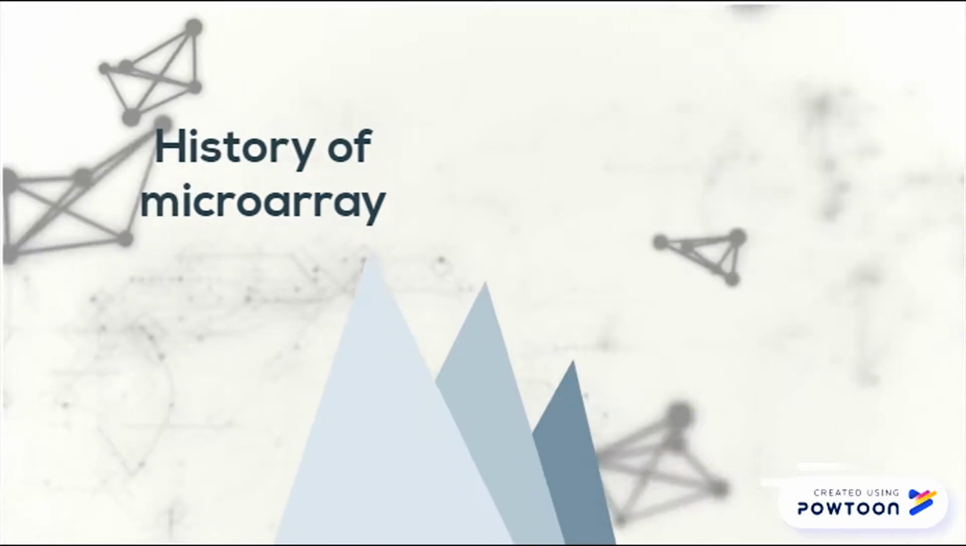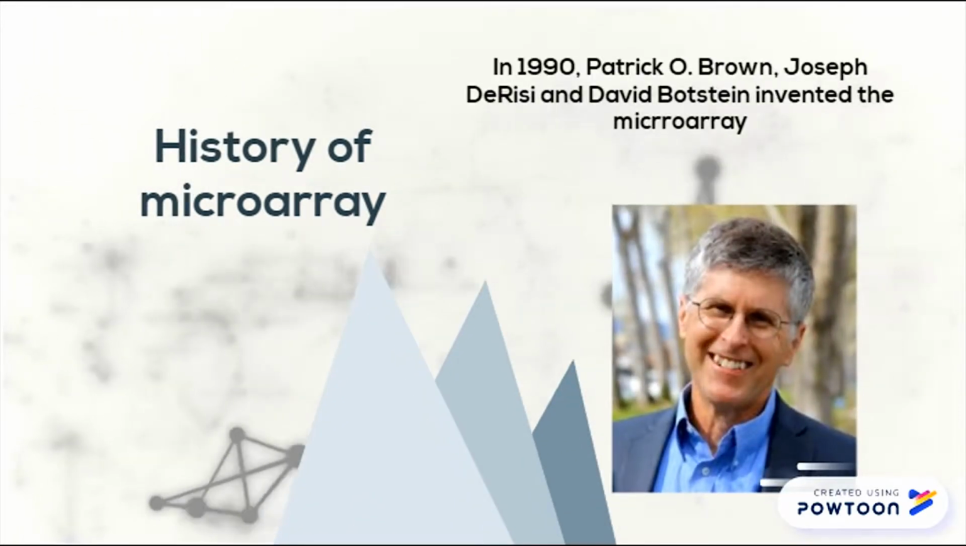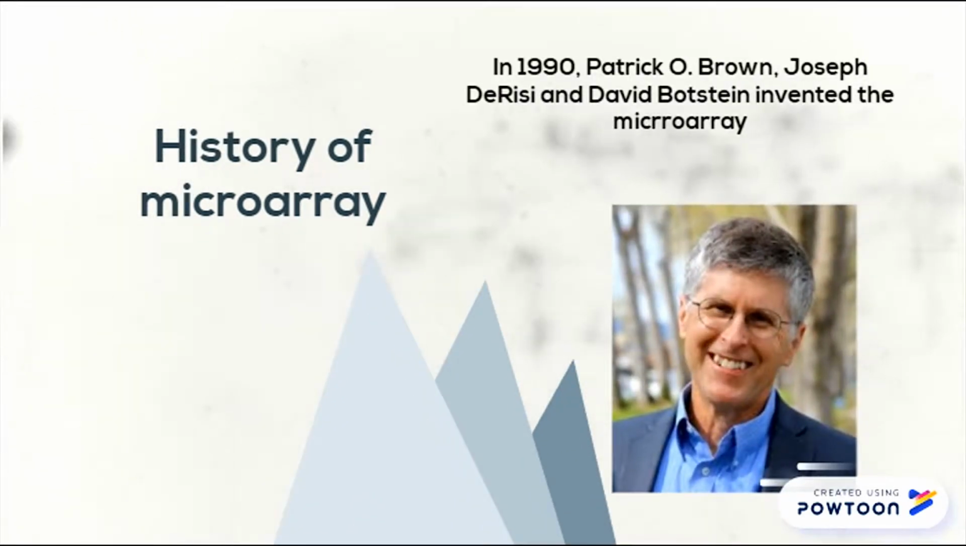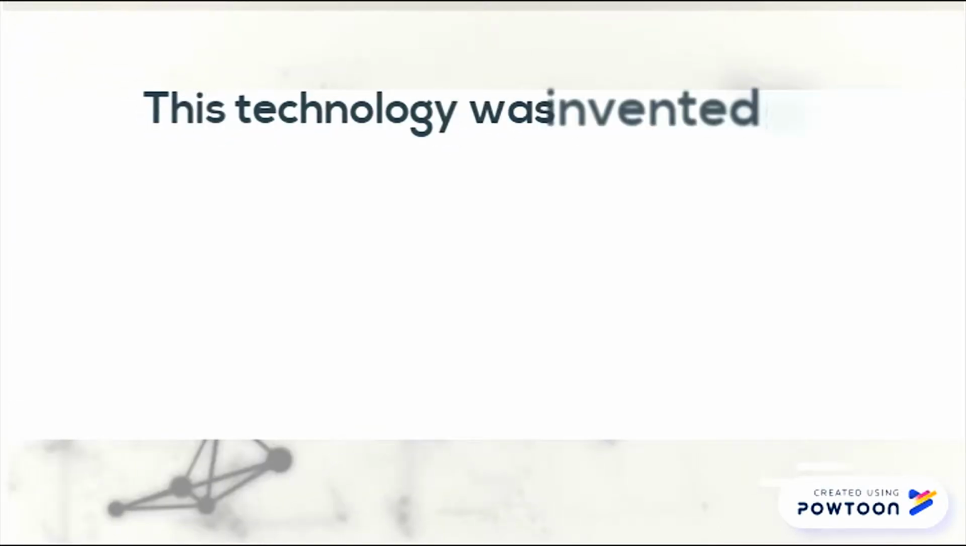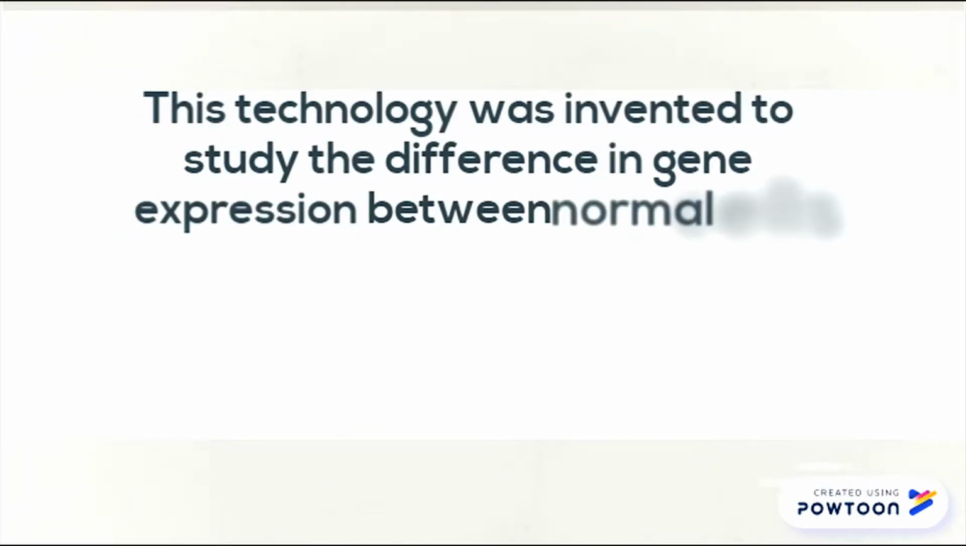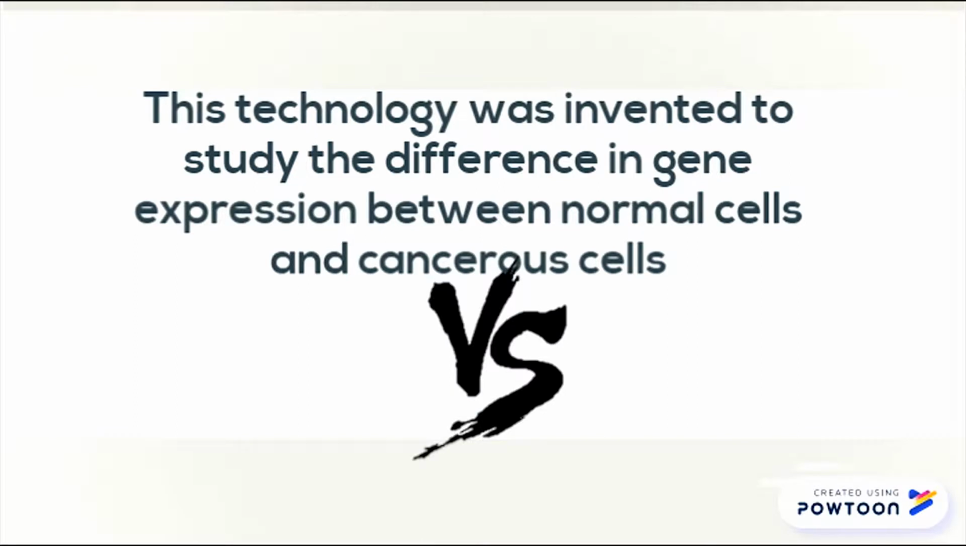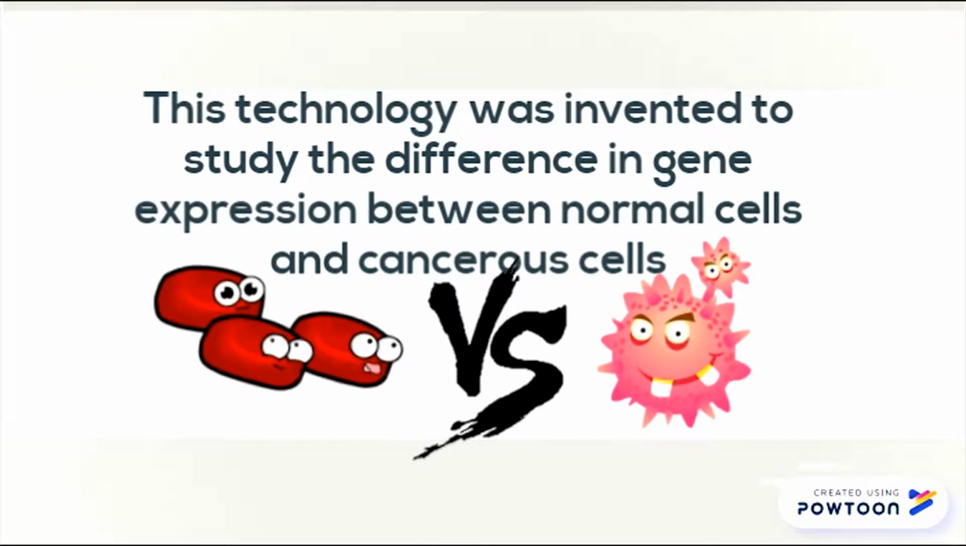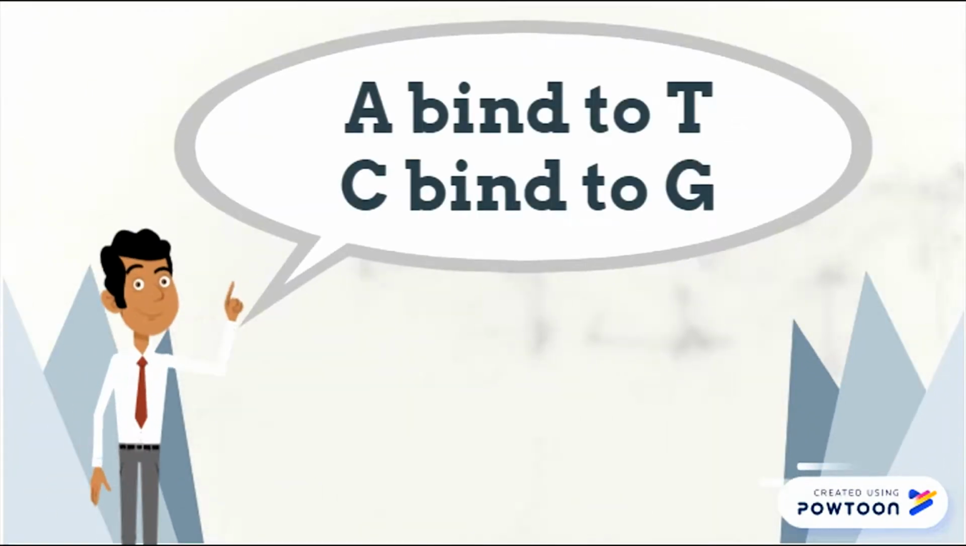DNA microarray technology was invented by Patrick O'Brien and his colleagues. This technology was invented to study the difference in gene expression between normal and cancerous cells. The basic principle of microarray is based on the binding of complementary base pairs. For example, adenine binds to thymine and cytosine binds to guanine.